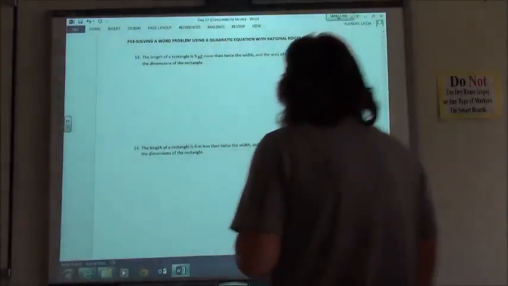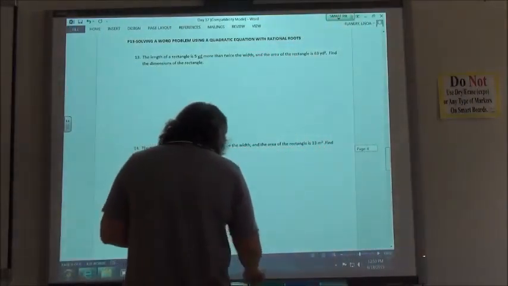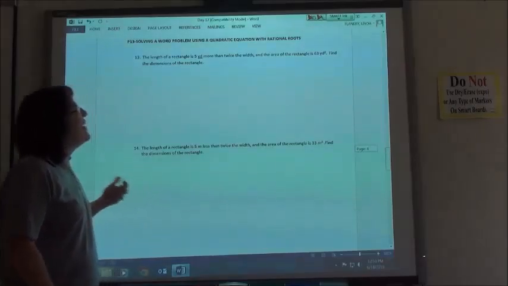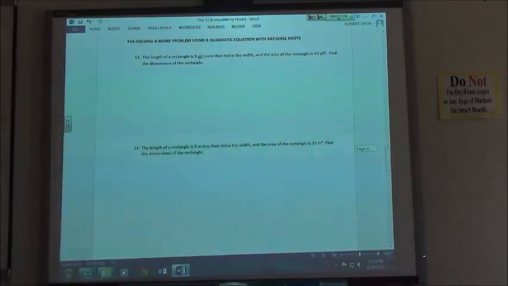The next one, say solving a word problem using a quadratic equation with rational roots. Since it has rational roots, it tells me I really don't have to use the quadratic formula. If it had complex roots or some other weird thing like that, I would have to use the quadratic formula, but these ones we should be able to set up and solve by factoring.